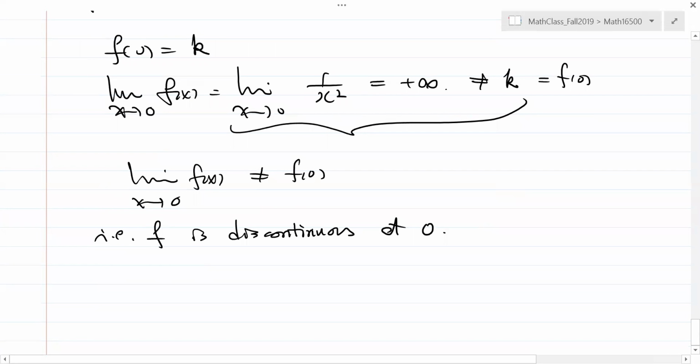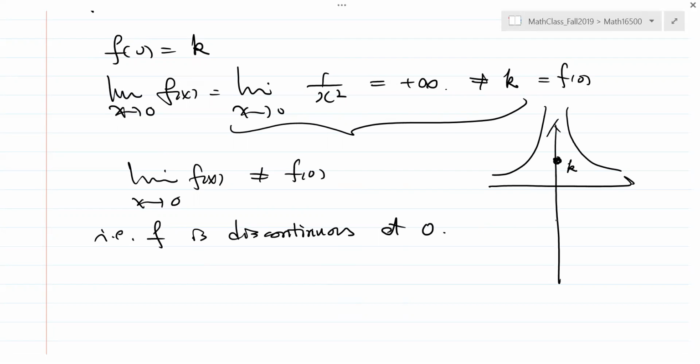Okay, if you look at the graph, that's obvious. This is the graph. It's already broken. It goes to infinity, and this is k. You're not able to seal it up on the very top so that it becomes a continuous curve. You cannot. And this goes all the way to infinity, out of the universe.